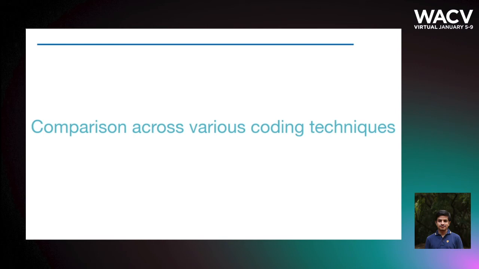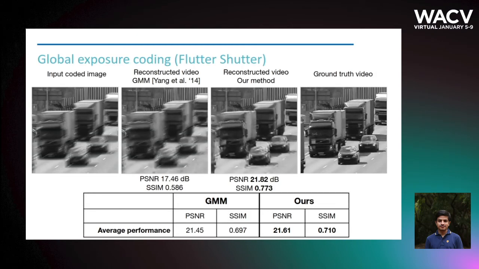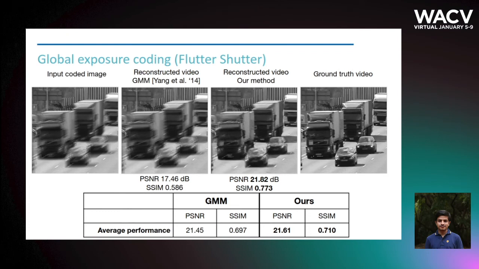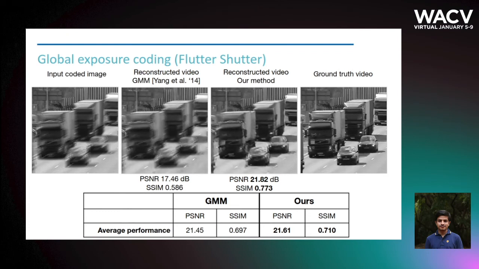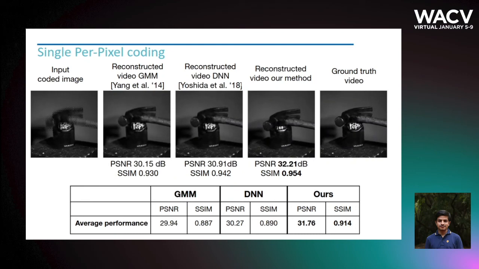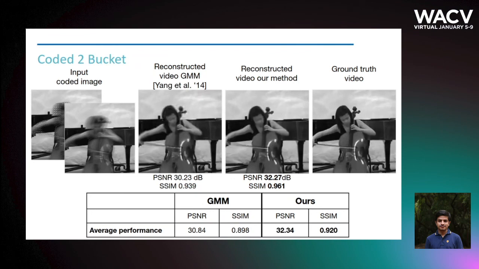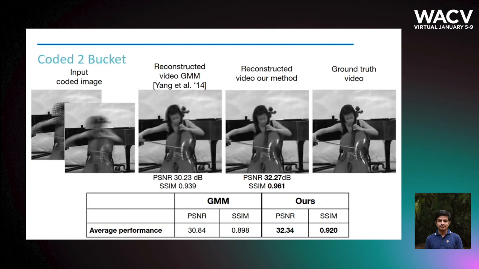Next, we qualitatively and quantitatively compare our algorithm with various state-of-the-art algorithms and show that our framework provides state-of-the-art reconstruction results across the 3 coded exposure techniques. For the flutter shutter, we compare our algorithm with the GMM-based technique and see that our algorithm is better able to recover the video sequence. For pixel-wise exposure, we compare with GMM and a recent learning-based algorithm. We see that, on average, there is a performance gain of more than 1 dB in terms of PSNR in comparison to the state-of-the-art learning-based algorithm. For C2B, we observe a performance gain of about 1.5 dB over GMM-based technique.